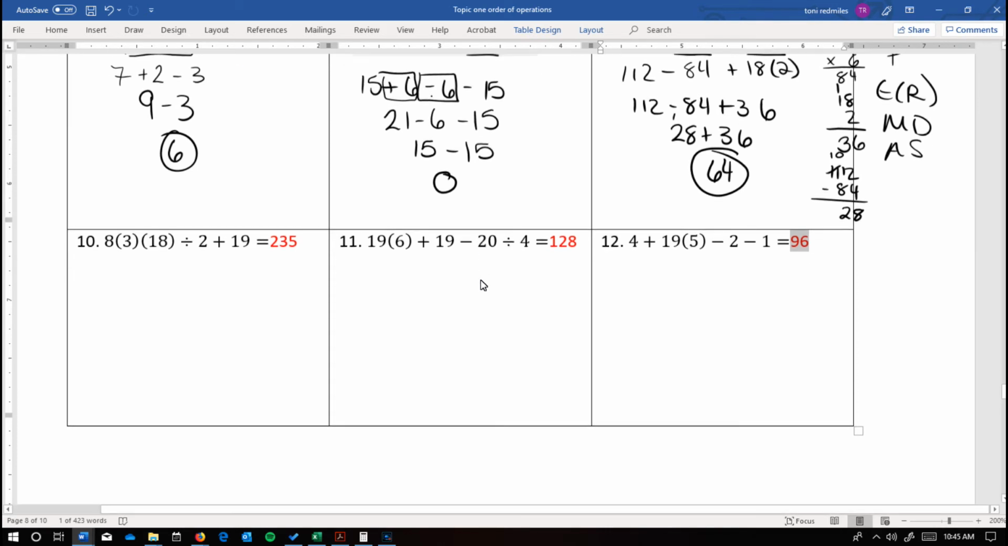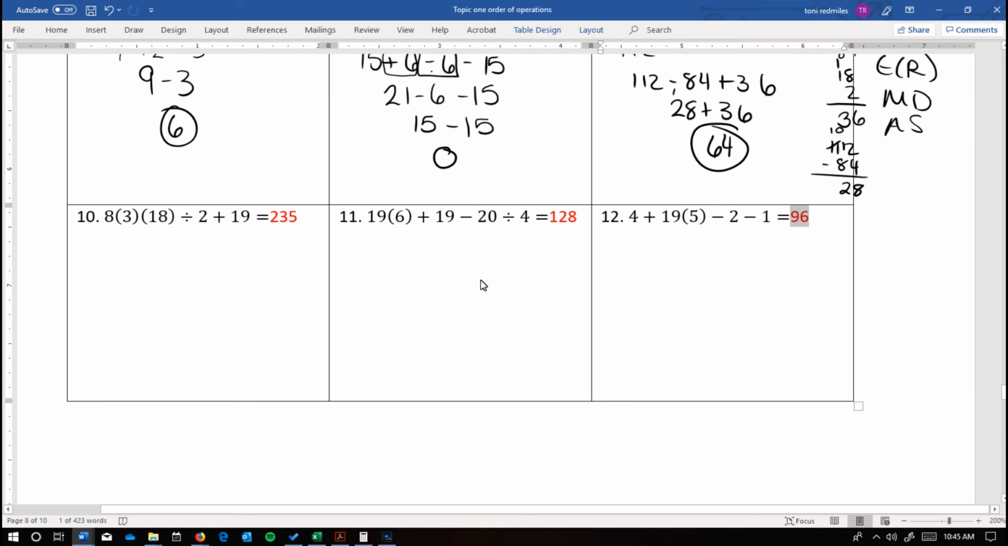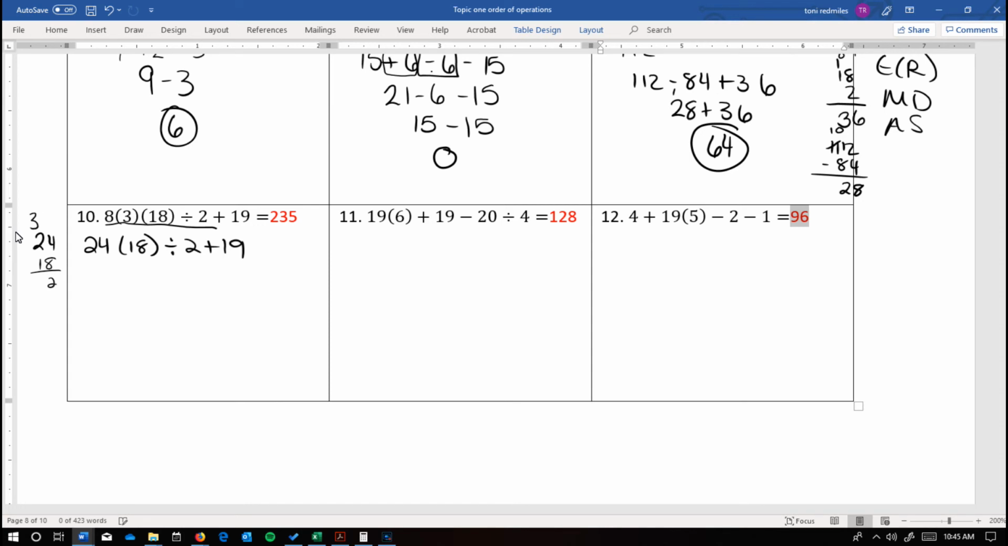Last group of 4 now. First thing I'm going to do is get rid of all this multiplication and division by doing it one at a time. So 8 times 3 is 24. All right, now I got to do 24 times 18. So 8 times 4, which is 32. 8 times 2, which is 16, plus 3 more is 19.